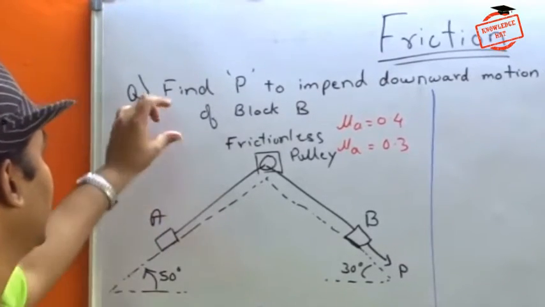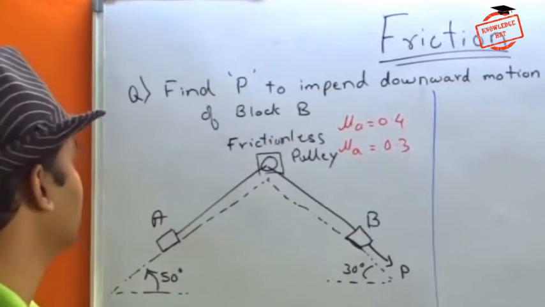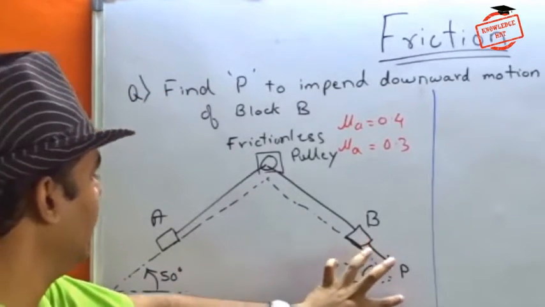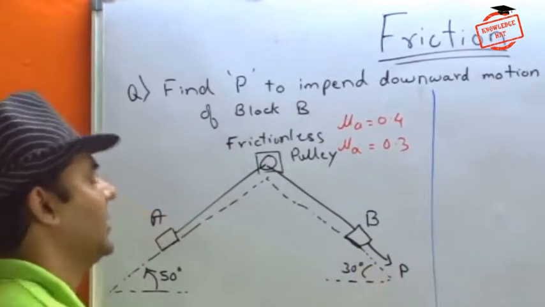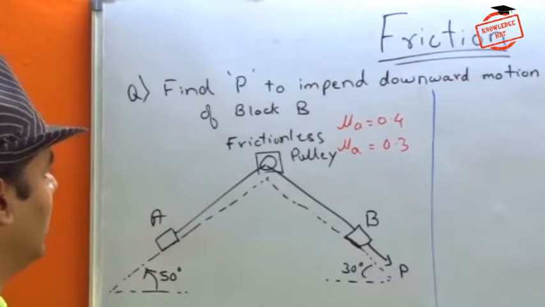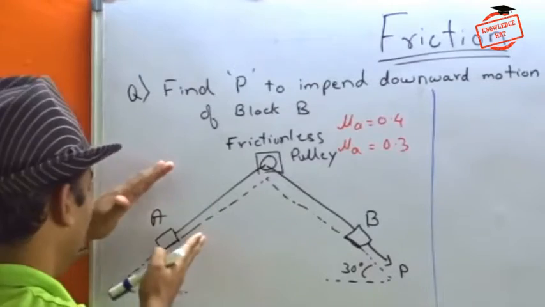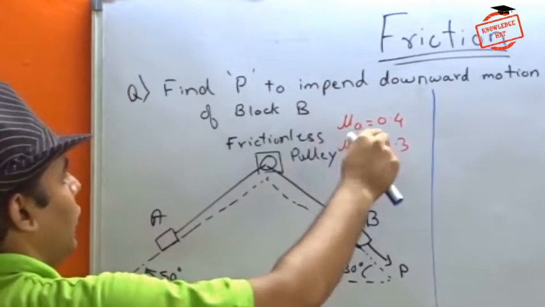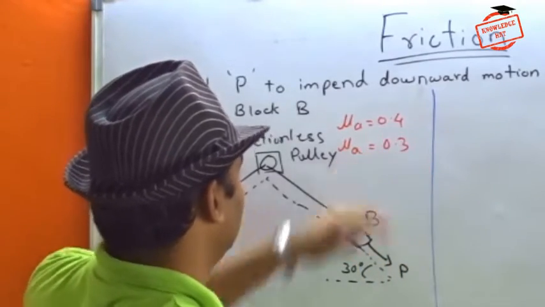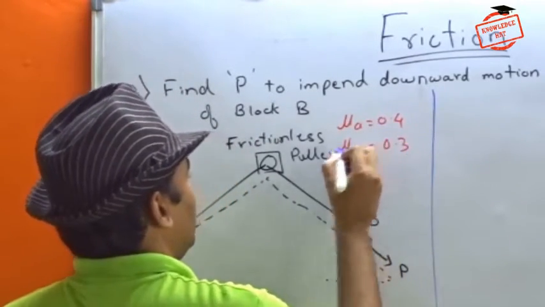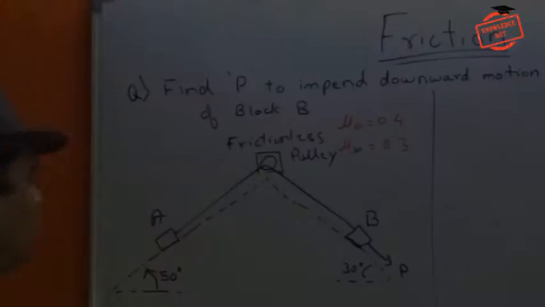Now we have a new question where we are given two loads A and B, and it is asked to find a force P which will impede the motion of B in downward direction. We are given the coefficient of friction between A and the surface as 0.4, and between block B and the surface as 0.3. This is block B. So now we interpret the data that we have.